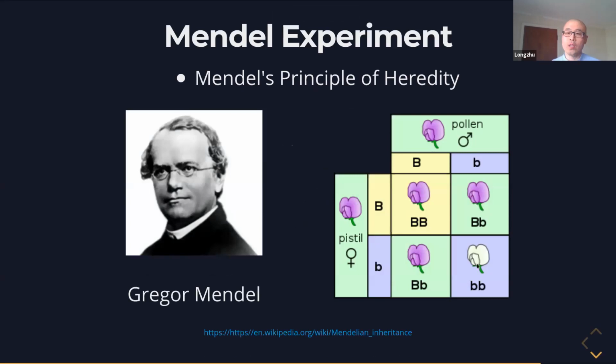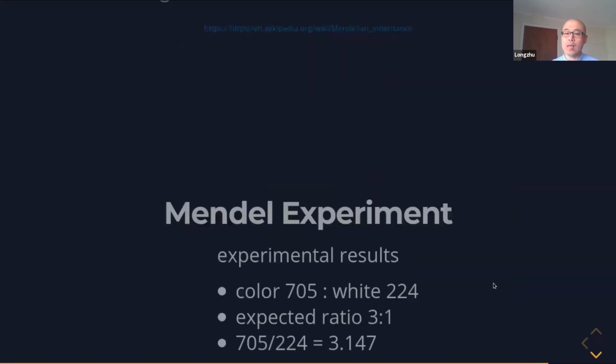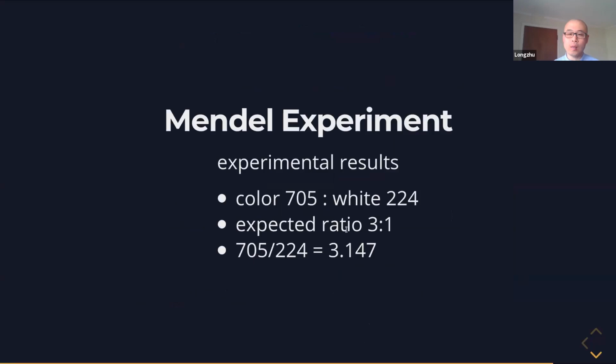And he did this experiment. He drew a diagram based on his theoretical calculations. He should observe the purple one about 75%, the white one about 25%. It's all theoretical. And let's see some numbers. He did the experiment and found 705 purple, white 224. The theoretical expectation is 3 to 1, and his calculation is 3.147. So the question to you is, does Mendel's experiment support the general hypothesis of his diagram? Someone please say something.